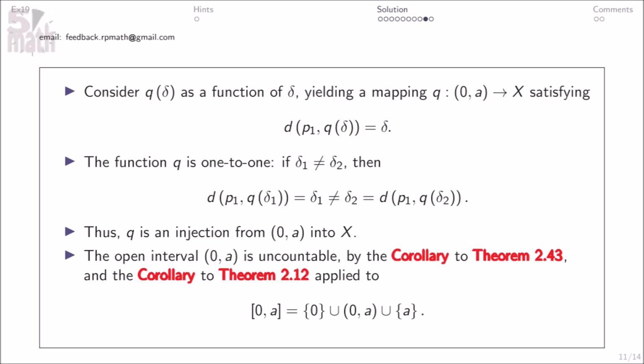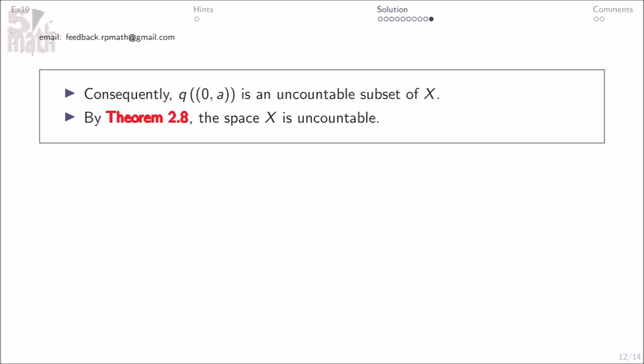The open interval (0, a) is uncountable by a corollary to Theorem 243 and the corollary to Theorem 212 applied to this. Consequently, Q of (0, a) is an uncountable subset of X. By Theorem 2.8, the space X is uncountable.